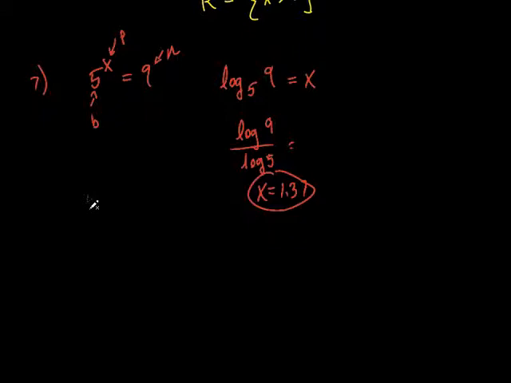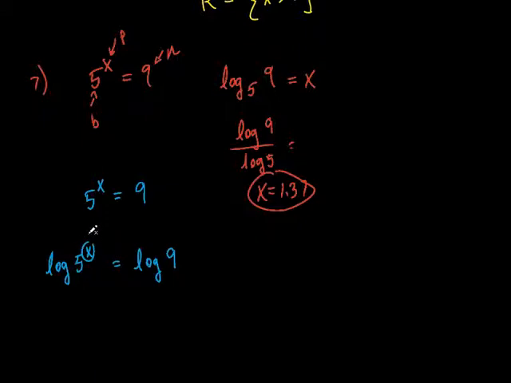So let's write it again. 5 to the x equals 9. Now it says let's solve for x by taking the log of both sides. So watch. The log of 5 to the x equals the log of 9. Now we have a rule. See this x right here? When you have a log in front of it, do you remember what we can do with that x?